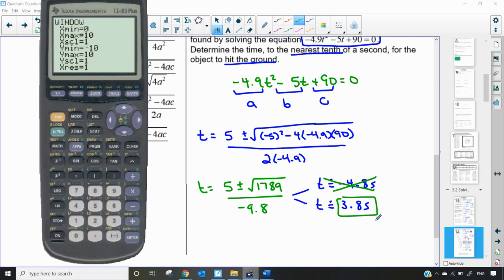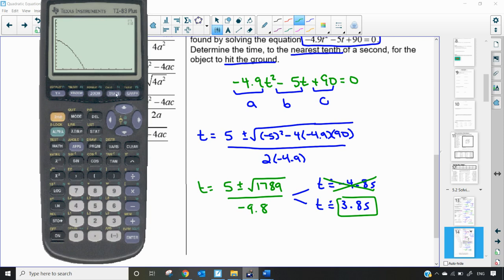And since we know that our answer is 3.8, going up to 10 is fine. And then thinking about our height, we know that it's starting at 90 and being launched up. So I might go up to 150, go up by 10s, and then we can graph. Now we want to see where it intersects with the x-axis. So I could draw a line at y equals 0, or again, I could find my zeros.